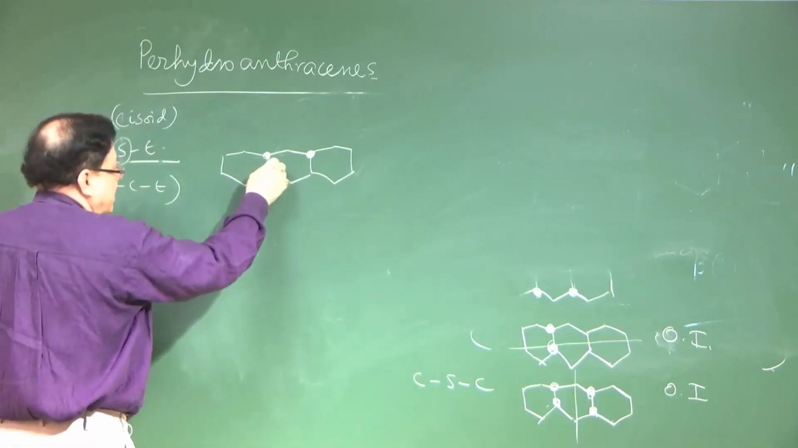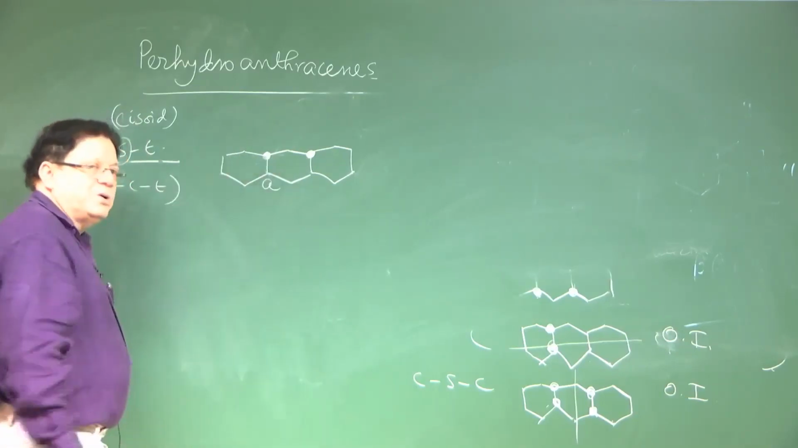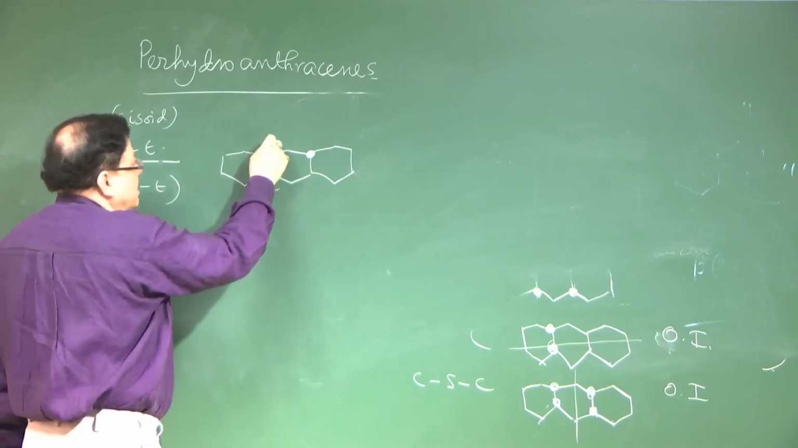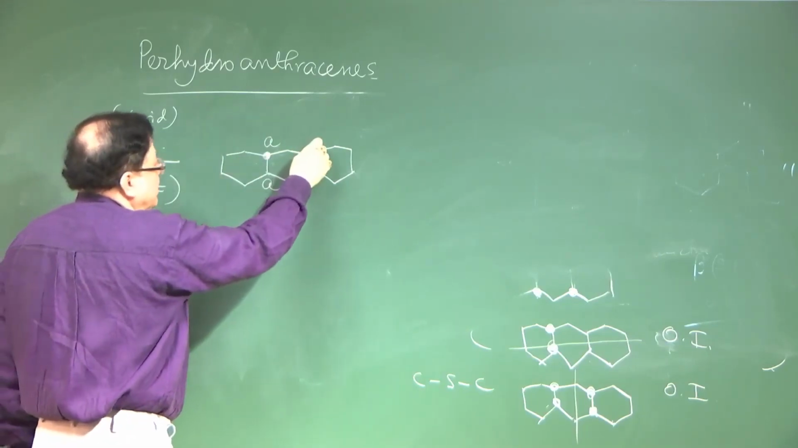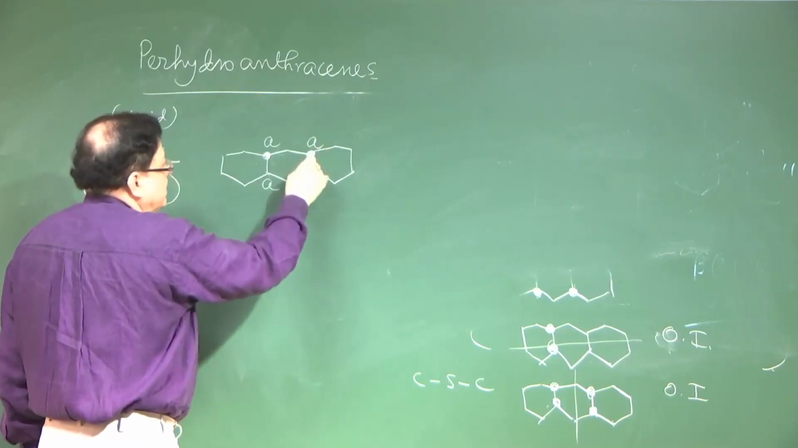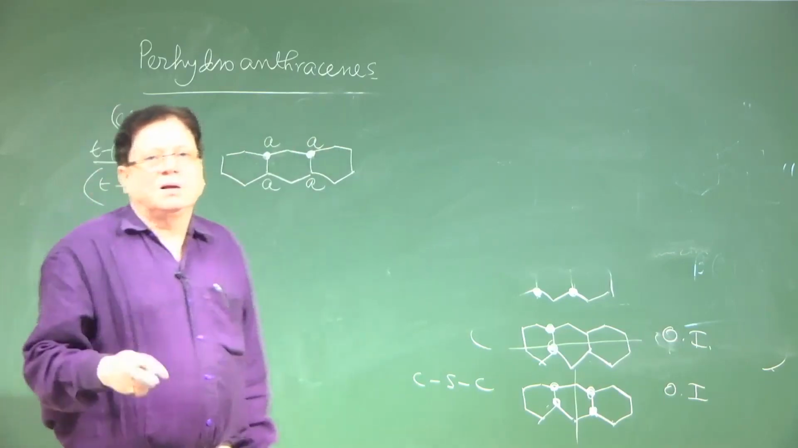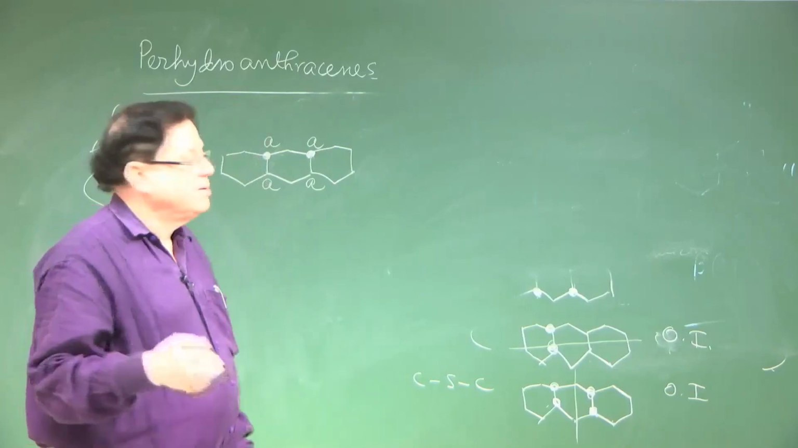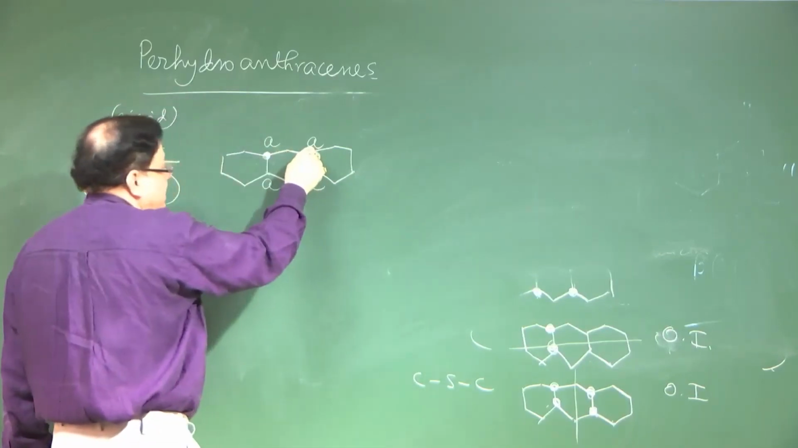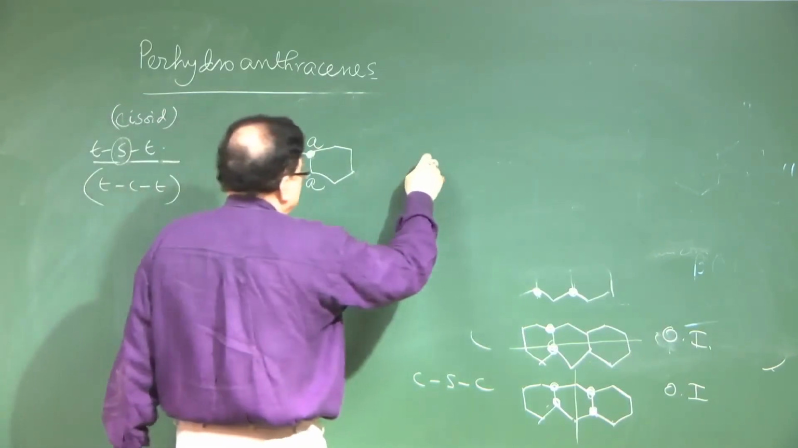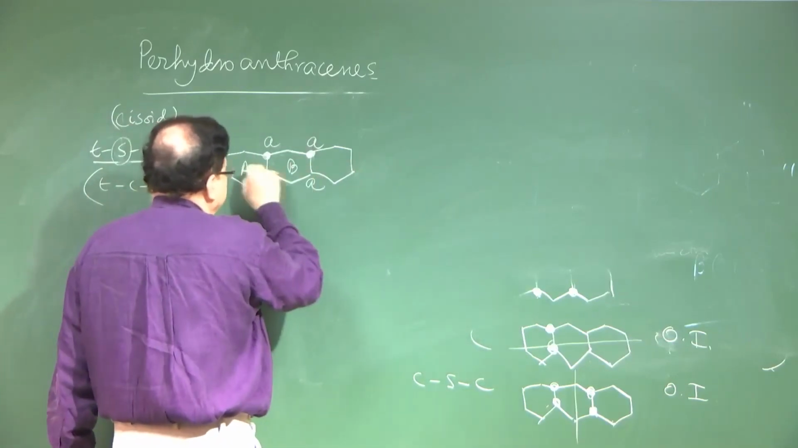So, if this is a trans ring junction, you know that this hydrogen has to be axial, this hydrogen has to be axial, this hydrogen is axial, and this hydrogen is axial, because in a 1-3 relationship, it is either diaxial or diequatorial, but you have started with an axial here. So, that has to be axial. Okay. So, you now draw the rings.